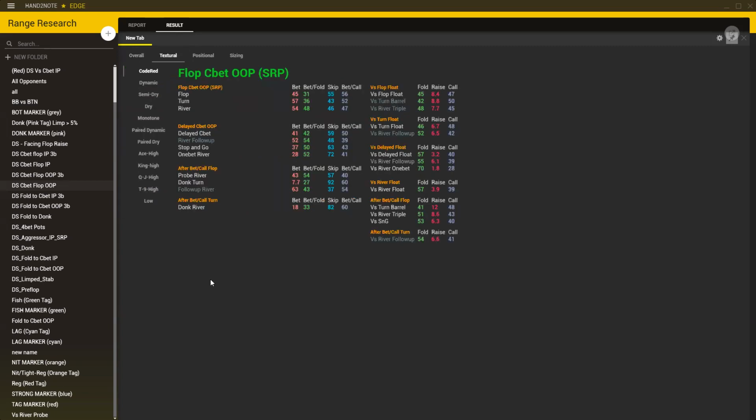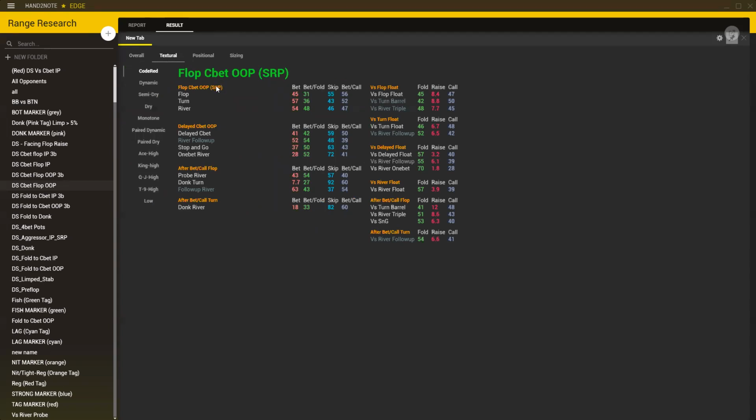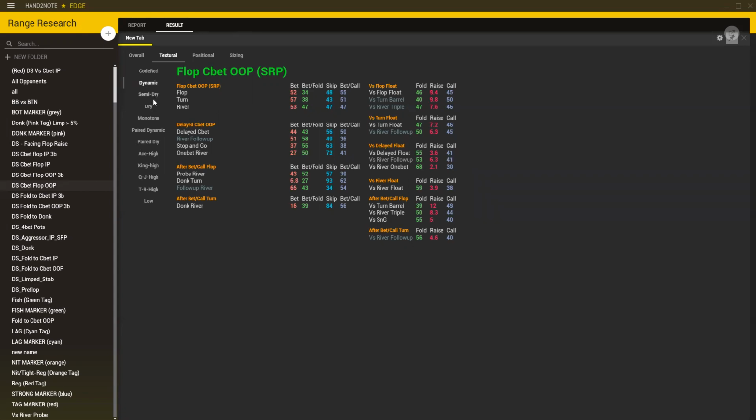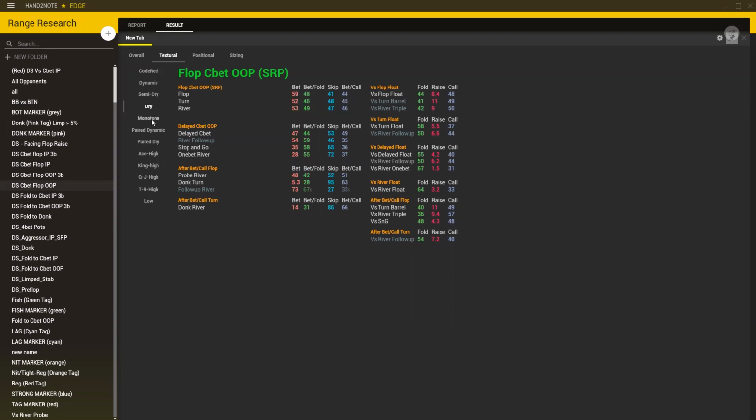Let's have a look at texture, for example. So just keep in mind, average is 46. Let's just run through the different board textures here and see what we find. So code red, we actually get slightly less fold equity on a code red. Dynamic, 46, so about average. Semi-dry, 46. Dry, we actually get slightly less.